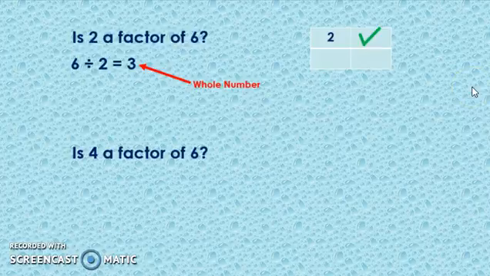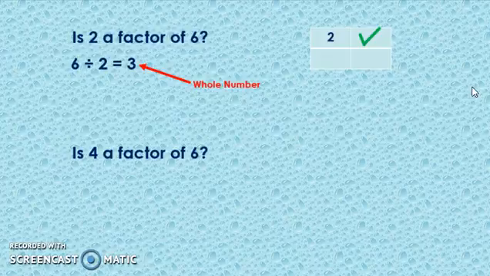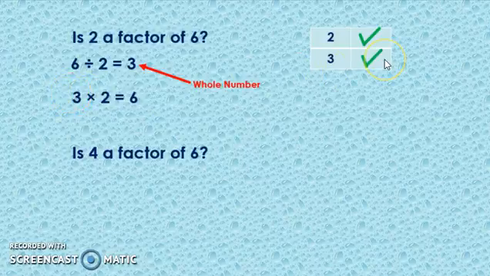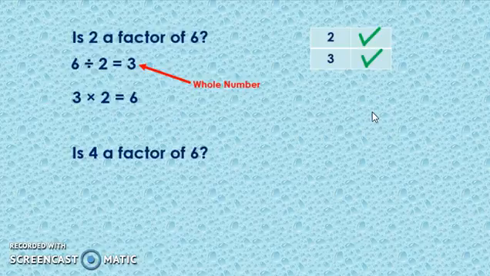But the interesting thing is that when you find a factor, the answer is also a factor. In this case, 3 is also a factor of 6, because 2 times 3 is 6. So we always find factors in pairs.